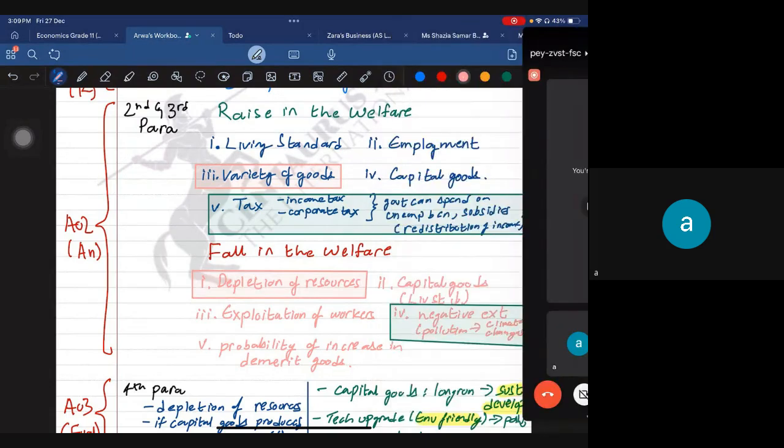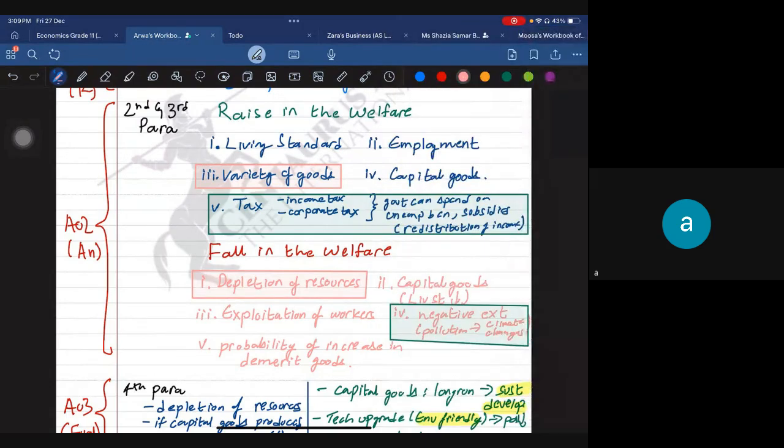So in depletion, there's one more thing that I want to add here. When you have lesser resources available to produce the goods, then you will have to look for alternatives. And if you do not have the alternative, the only alternative is to import from other countries. And when you import from other countries, probably your currency is not good enough.